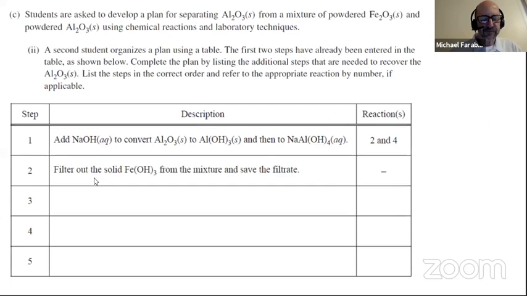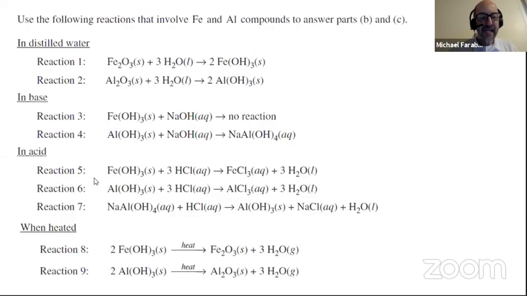All right, so in the next part, part II of part C, a second student organizes a plan using a table. And they've already filled in the first two steps. Step 1, add sodium hydroxide, NaOH, to convert the aluminum oxide to the aluminum hydroxide, and then to this sodium aluminum compound. Now, that came from reactions 2 and 4.